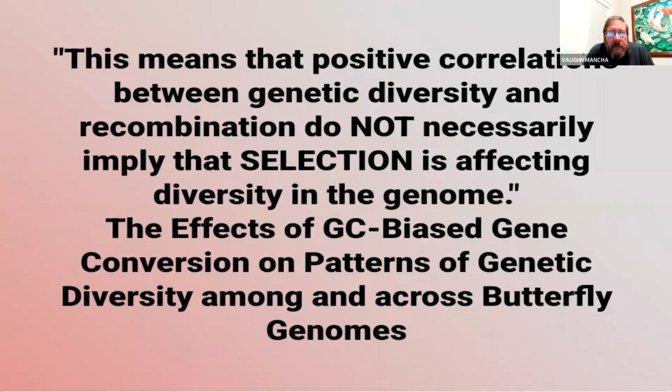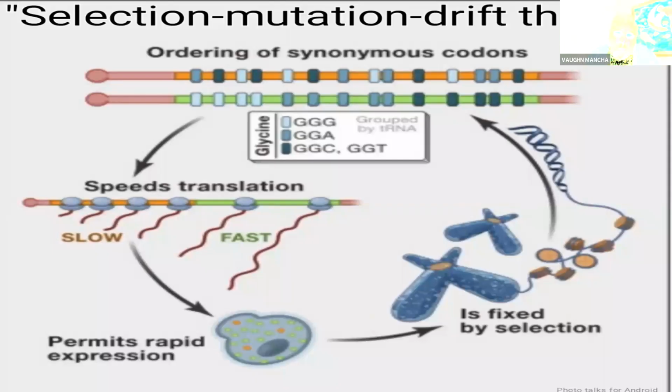In it, they discuss that positive correlations between genetic diversity and recombination do not necessarily imply that selection is affecting diversity in the genome. This is discussing the effects of GC bias, and GCs are those two nucleotides that are involved very much in epigenetics. The patterns of these changes follow a biased, non-random fashion. So it does away with this model, basically. They're saying there's still natural selection at work, we just have to prove it, but this is losing out. This is natural selection's last hope, if you will.